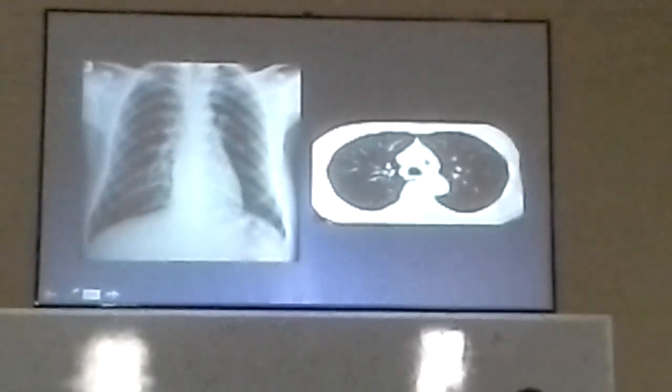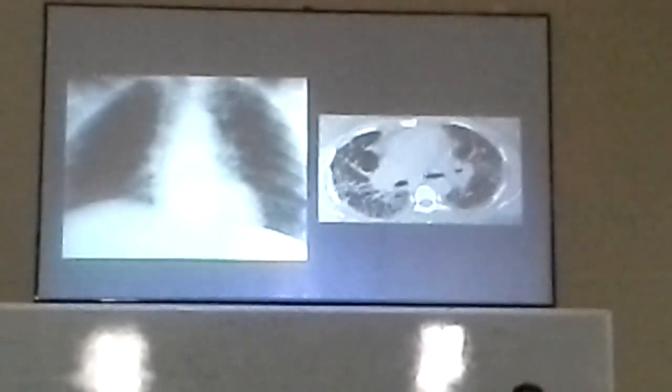What is this? Very good. This one, descending aorta. This one, superior vena cava. This one, trachea. So this is typical appearances of emphysema.